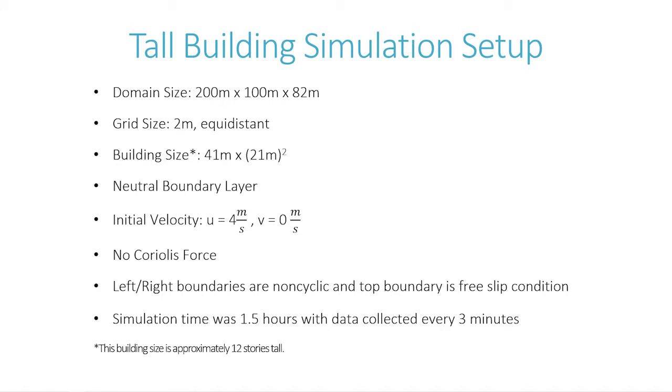For the tall building simulation setup, the domain size was a 200 by 100 by 82 meter rectangle with a grid size of 2 meters, equidistant. The building is 41 meters high with a 21 meter square footprint. This is approximately 12 stories tall, so you could think of it like an office building. It has a neutral boundary layer and an initial flow velocity of u equals 4 meters per second. The right and left boundaries are non-cyclic, with a free slip condition on the top boundary. The simulation time was 1.5 hours, with data collected every 3 minutes.